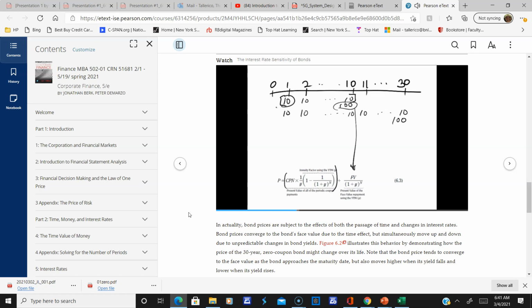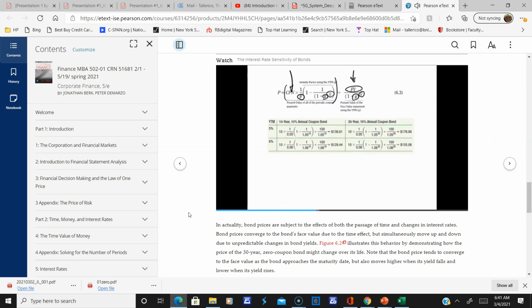So what is the coupon? 10. The yield to maturity, we're going to put in 5%, and then we'll recompute it at 6%. N is going to be the number of payments here, the number of years left to maturity, so that's going to be 10 for the 10-year bond and 30 for the 30-year bond. Face value down here is going to be 100. Again, we'll put in 5% and 6%, and then it's 10 years to maturity. If you look at the problem, we've already gone through and done that for each of these.